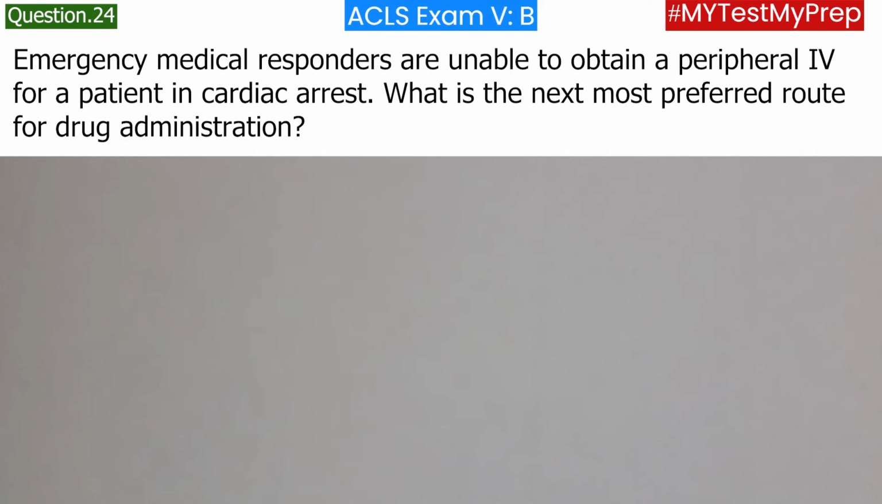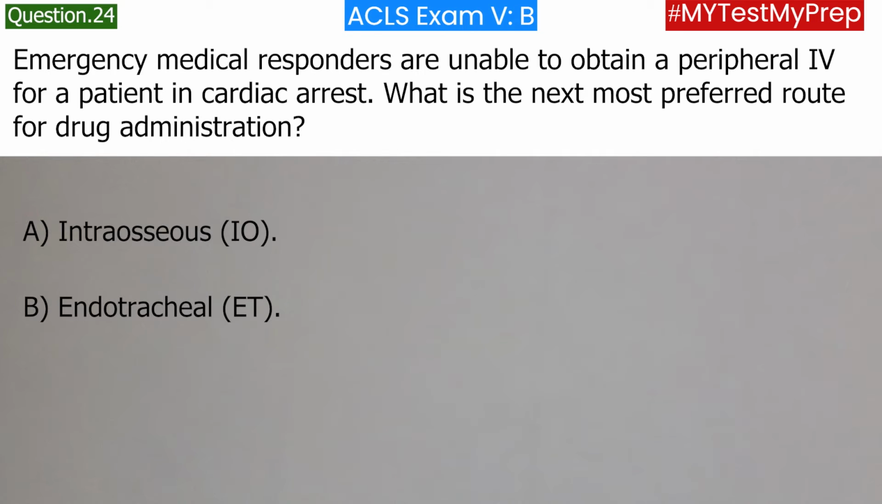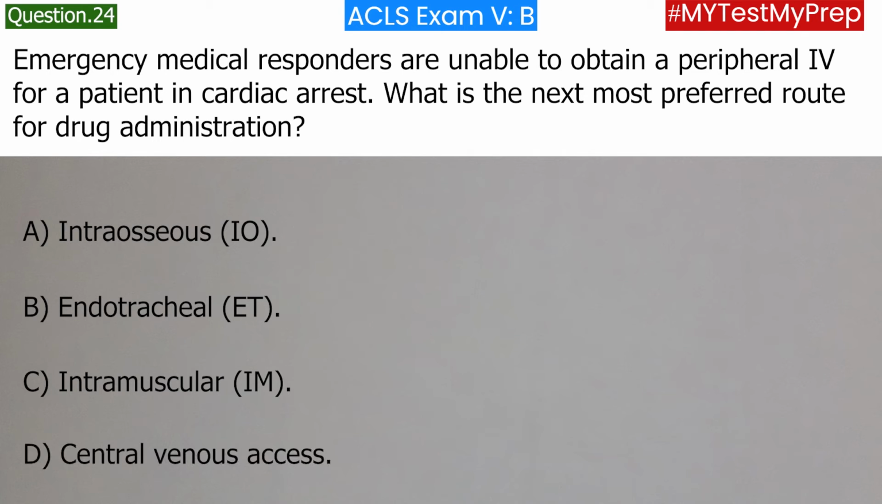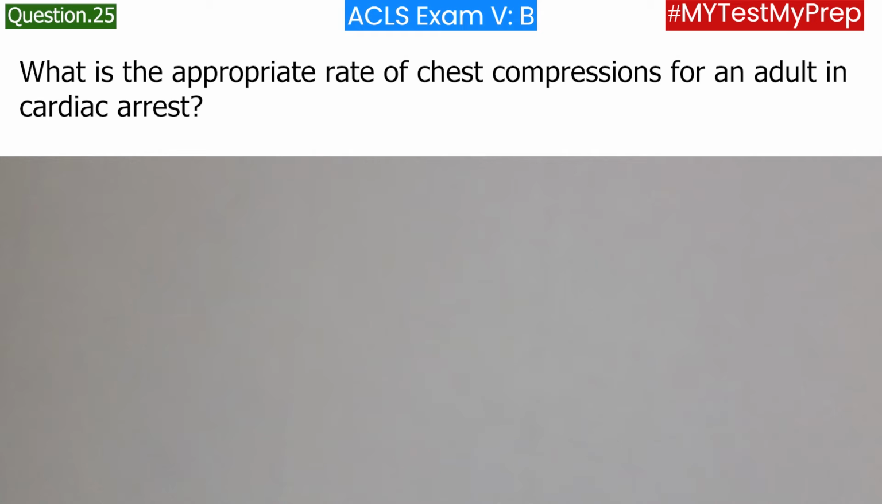Emergency medical responders are unable to obtain a peripheral IV for a patient in cardiac arrest. What is the next most preferred route for drug administration? A. Intraosseous, IO. B. Endotracheal, ET. C. Intramuscular, IM. D. Central venous access. Answer: A. Intraosseous, IO.